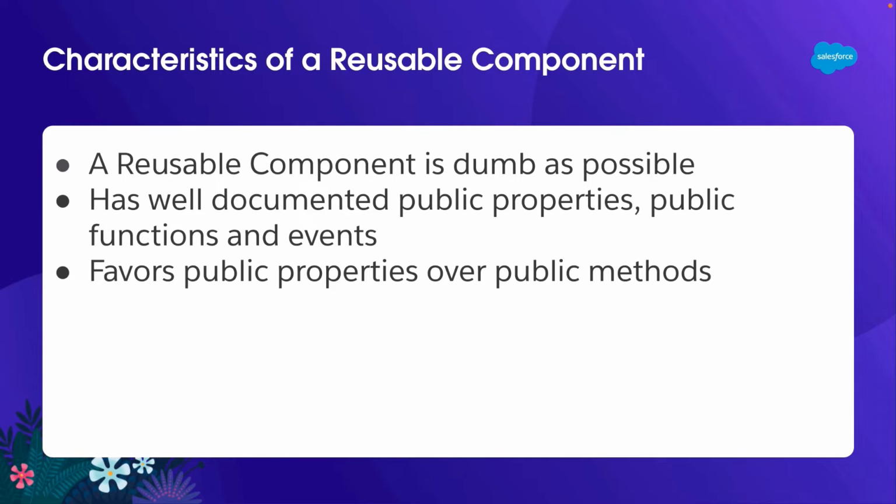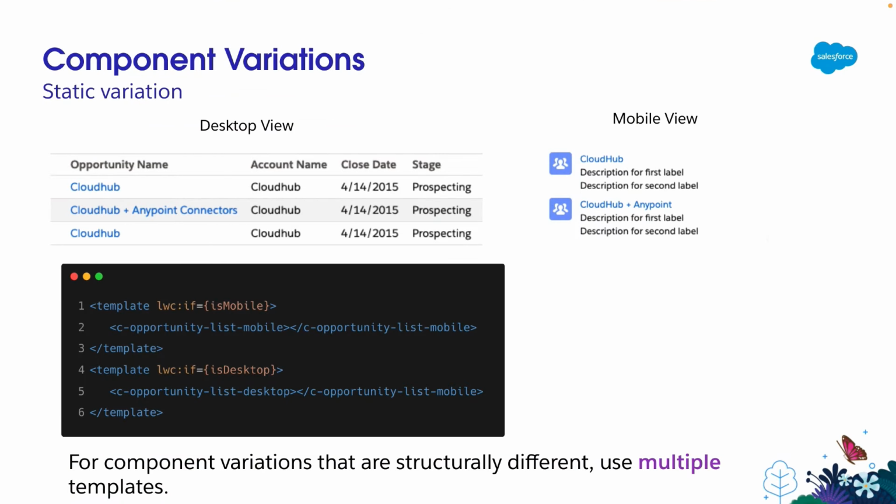Alright, the next thing I want to talk about is component variations. Let's talk about static variations. What you see here is a desktop view of a component that shows a list of opportunities in a tabular format. Now the same component on mobile has a different view. The data is the same, but the view of the component differs.